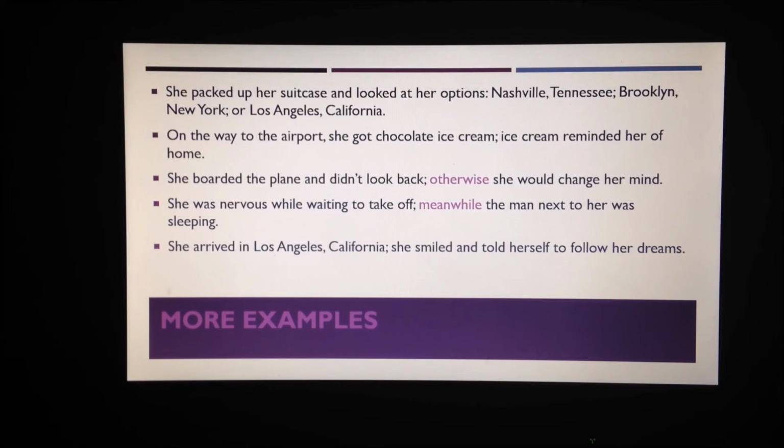The fourth sentence says, she was nervous while waiting to take off; meanwhile, the man next to her was sleeping. So the purple highlighted word is also a conjunctive adverb. And the fifth sentence says, she arrived in Los Angeles, California; she smiled and told herself to follow her dreams.